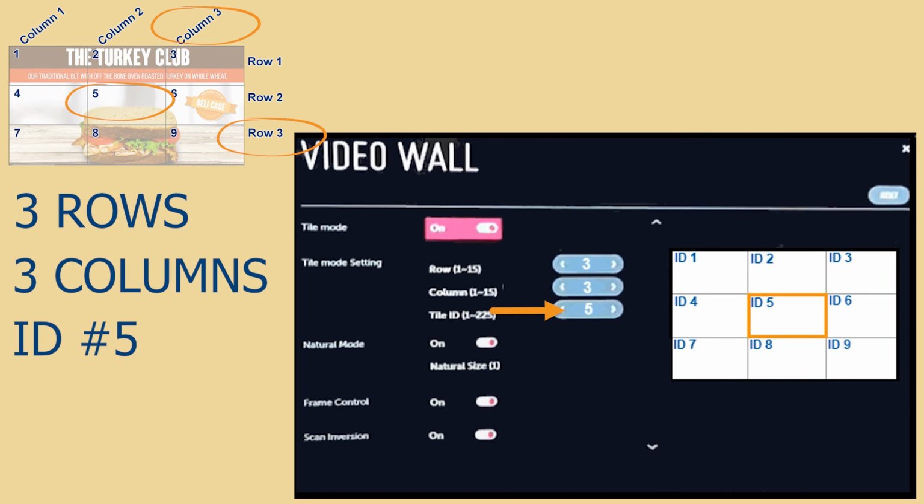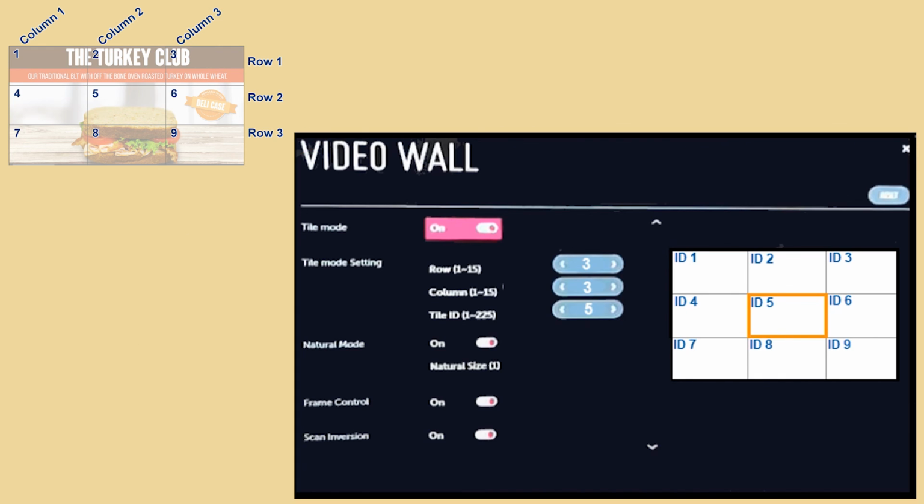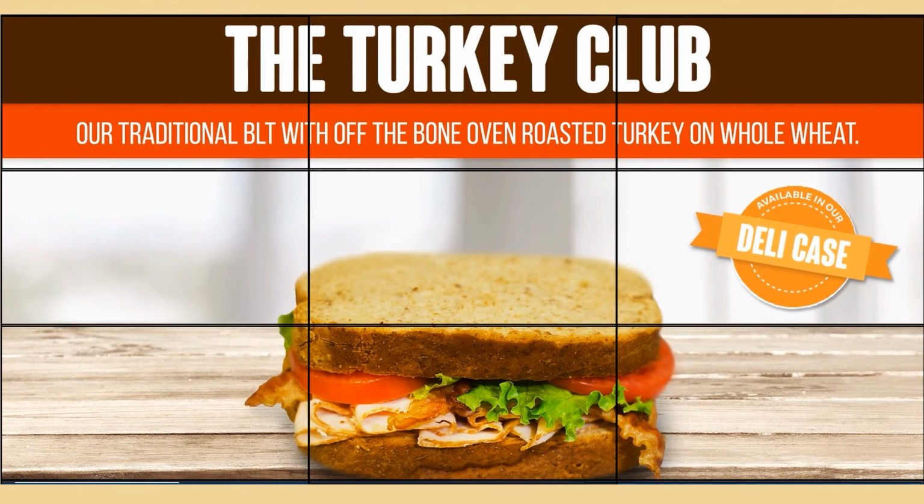All walls are configured rows by columns with the actual count. However, for a 3x2 wall, you would configure that as a 3x3 to ensure the aspect ratio of the content appears as expected. Click Natural Mode to On. Click the Frame Control to On. Click the Scan Inversion to On. Check that the tile ID is correct for each display. And there you have it, our 3x3 tiled video wall.